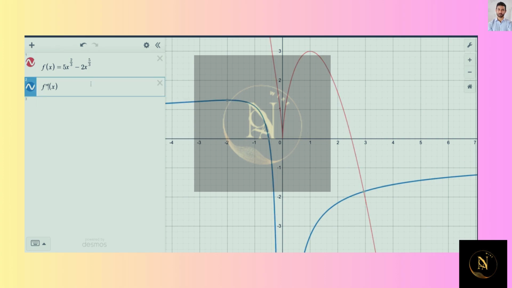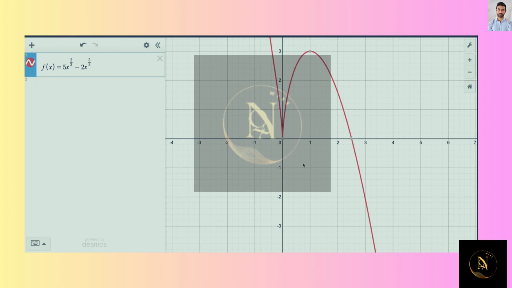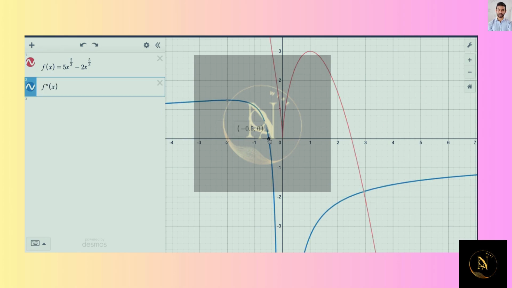Now since we've determined concavity, we can also determine inflection points. We see that this is where the second derivative graph equals 0, so that tells us that negative 0.5 is an inflection point of this graph.